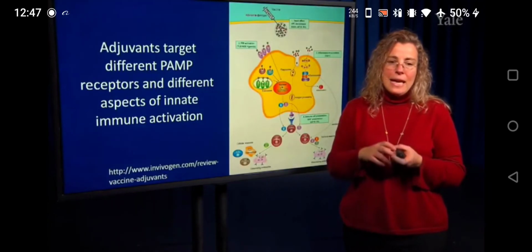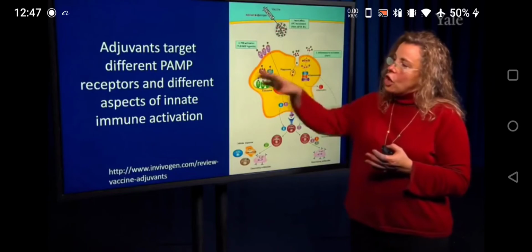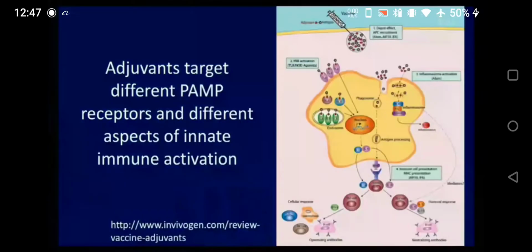So, adjuvants can target different PAMPs. Remember those pattern recognition receptors on innate immune cells. But first they can serve as that antigen depot. Slow down the release. Don't just dump the protein into the body. It will disperse and disappear, and most of it won't get picked up by the immune cells. So slow down the release.